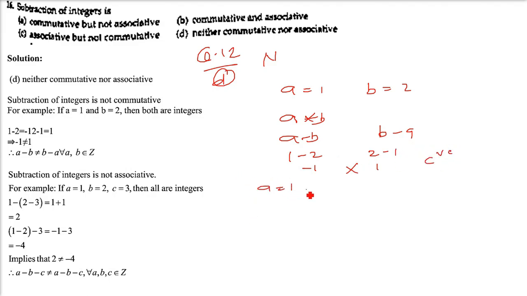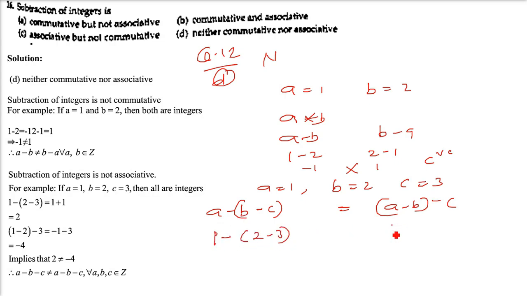And for associative, let us take a as 1, b as 2, c as 3. You can take any number. This is just for explanation. So this will be a minus b minus c. First we'll do a minus b and then subtract c from it. So 1 minus 2 minus 3. Here 1 minus 2 is negative 1, and then negative 1 minus 3 is minus 4. For the other grouping, 2 minus 3 is negative 1, and 1 minus negative 1 is 1 plus 1, which is 2. So they both are not equal. It is neither commutative nor associative.